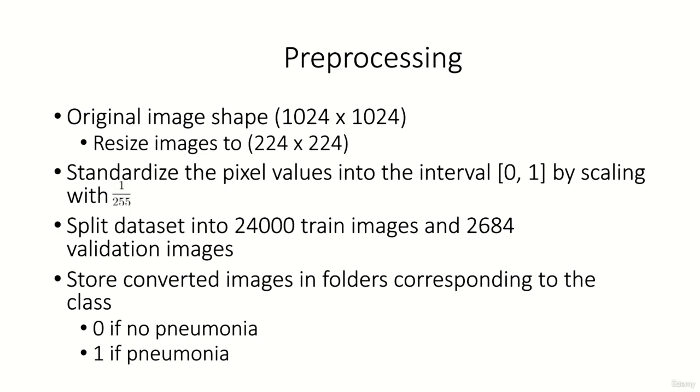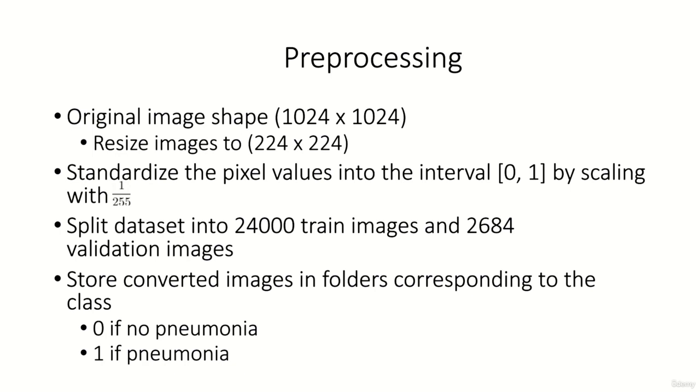Now, after applying the pre-processing steps, we split the dataset into 24,000 train images and 2,684 validation images. This is crucial when tackling machine learning problems to make sure that your model is able to generalize to unseen data and not simply learns the label of all images by heart.